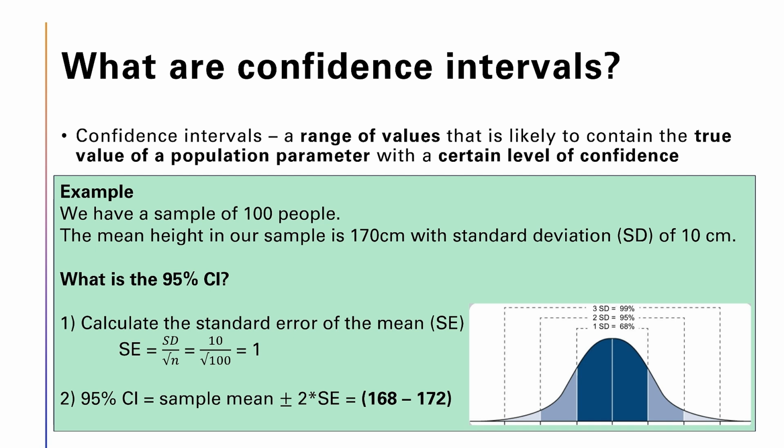So as you can see on the slide, let's say we have a sample of 100 people that have a mean height of 170 centimeters and the standard deviation in the sample is 10 cm. What would the 95% confidence interval be? The first step of calculating the 95% CI is to calculate the standard error of the mean, done with the formula shown, and in this case it will be the value of 1.